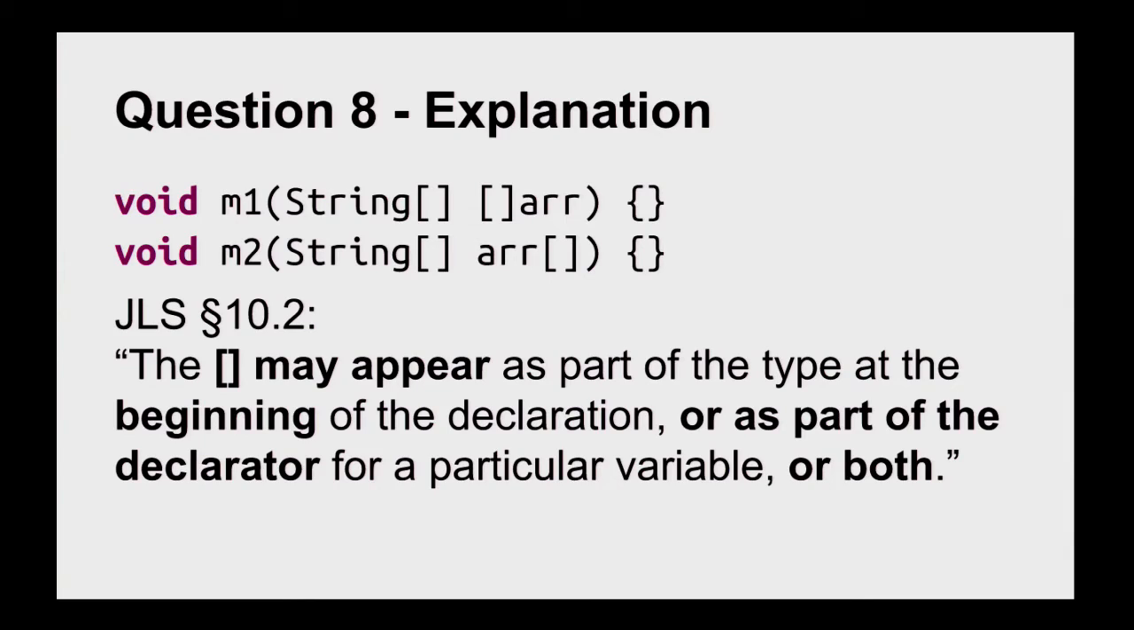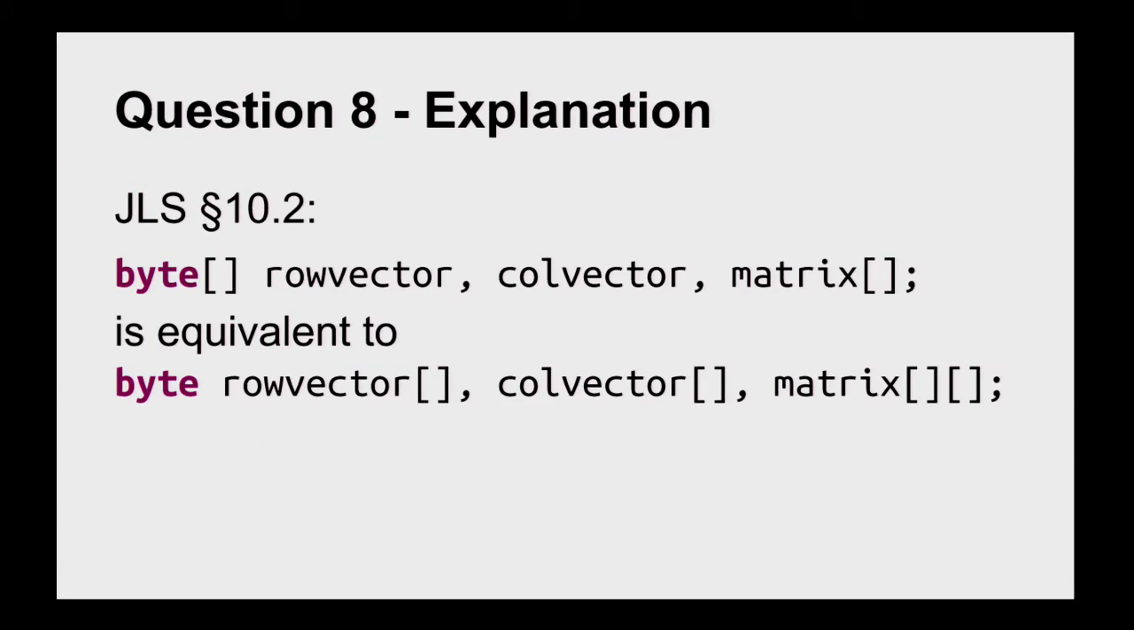Let's look at the different parts. So, M1 and M2, these are both fine. The square brackets can appear after the name of the variable, that's fine. And unrelated to this JLS part, for the type of the variable, you can actually put the square brackets touching the variable name, even though that applies to the type and not the variable itself. So you can have them in both places. One of the examples they give is this: byte[] rowVector, colVector, and matrix[][]. That's equivalent to what you have below there, which is two 1D arrays and one 2D array.